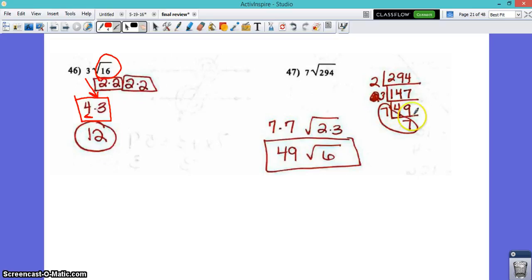This right here, when you do the prime factorization, you have 2 times 3 times 7 times 7, which means you have a pair of 7s. That pulls out. You already had a 7. So now you have 49 root 6 left.